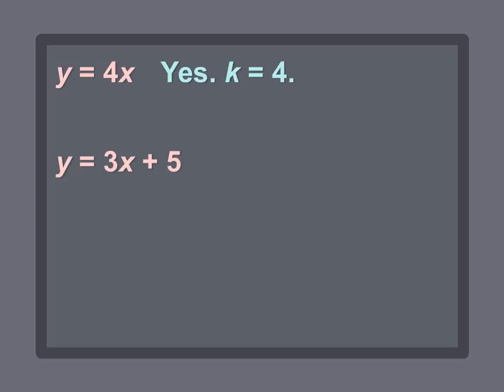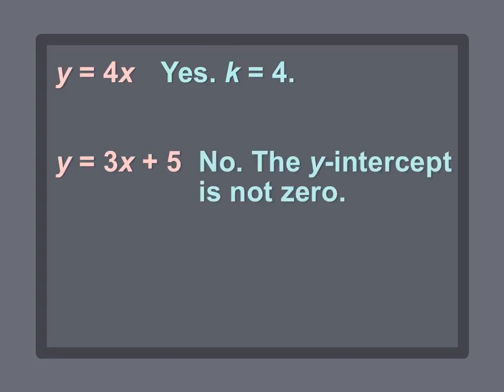Now we have y equals 3x plus 5. If you said no, then you are correct. This is not a direct variation because we have a y-intercept, and it's supposed to be in the form y equals k times x with no plus b value. So since the y-intercept is not 0, then we don't have a direct variation. So the answer is no.